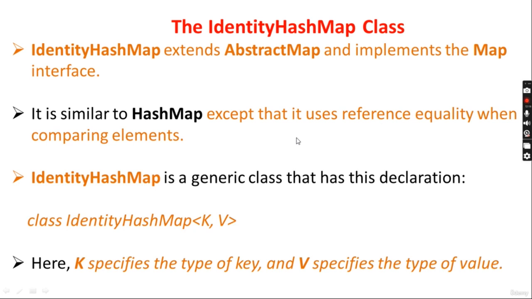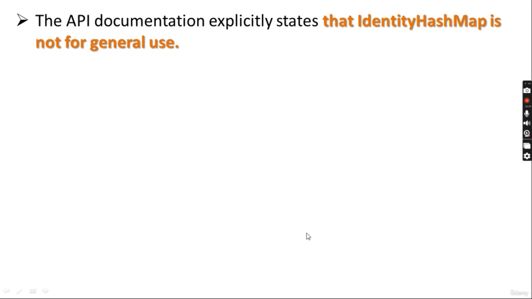IdentityHashMap extends AbstractMap and implements the Map interface. It is similar to HashMap except that it uses reference equality when comparing elements. IdentityHashMap is a generic class that has this declaration: class IdentityHashMap<K, V>. Okay, you have to remember this line: it is similar to HashMap except that it uses reference equality when comparing elements. Here K is the type of key and V is the type of value.